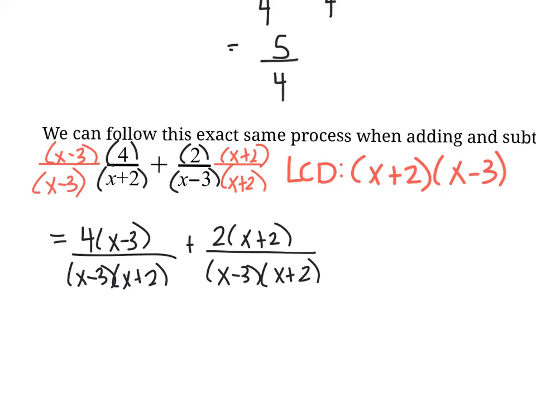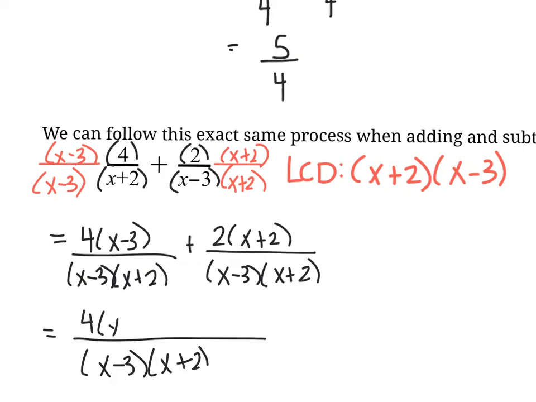So now am I allowed to add these together? Well, just using our example up here with just regular numbers, these denominators are the same, so I can add the numerators. So I'm going to have one big denominator, x minus 3 and x plus 2. And then the numerator, I'm going to have 4 times x minus 3 plus 2 times x plus 2. So we're almost done, but we haven't simplified as much as possible.